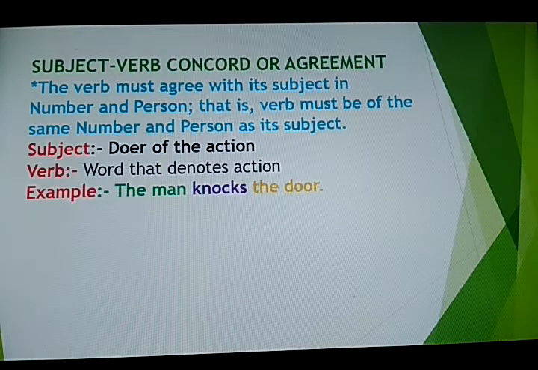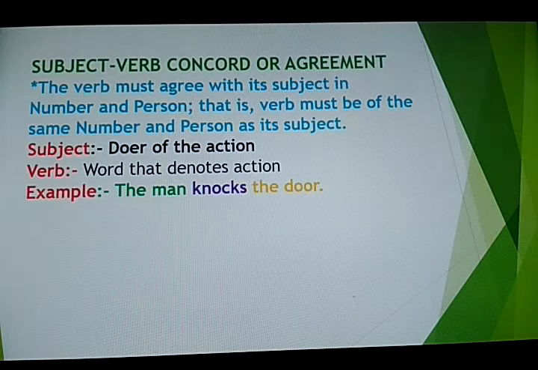Now first of all, you have to know what a subject is. Subject means the doer of the action. Verb is the word that denotes action. Example: the man knocks the door. So, in a sentence, the subject and the verb always have to agree.